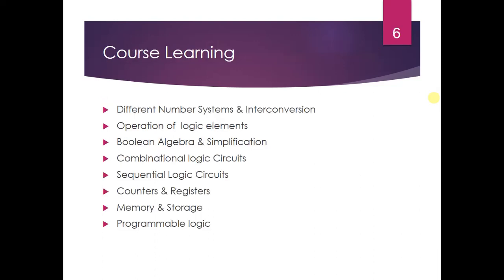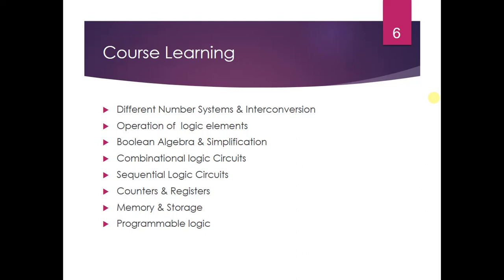If we look at the course, we can divide it into these major chapters or parts. First of all, we're going to learn what different number systems are and how they are interconnected. Secondly, we're going to learn about basic logic elements, the basic building blocks of digital devices. Then we're going to learn about the mathematics of digital devices, which is called Boolean algebra, and it involves a simplification process as well. Then there are two types of circuits.